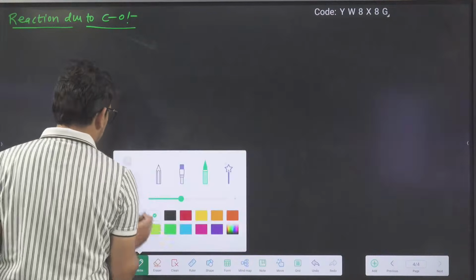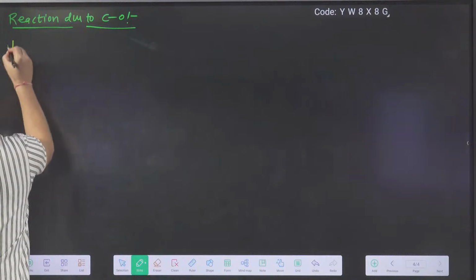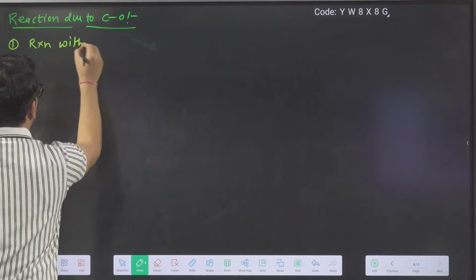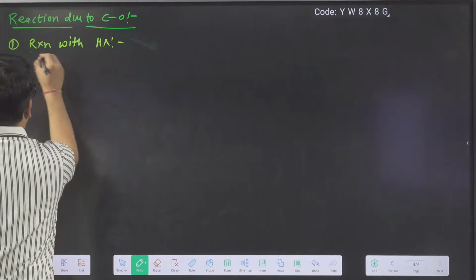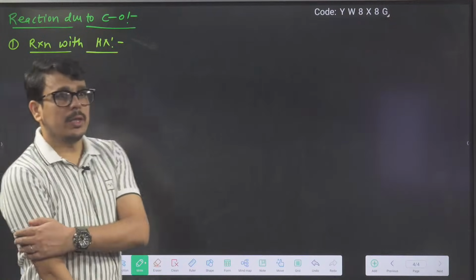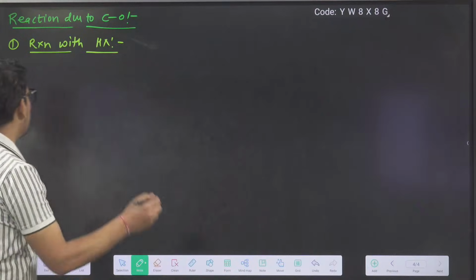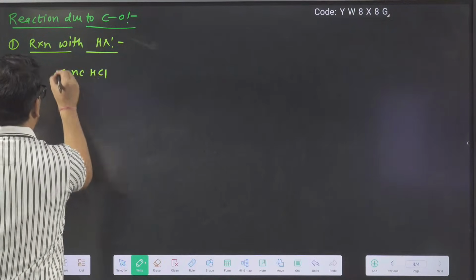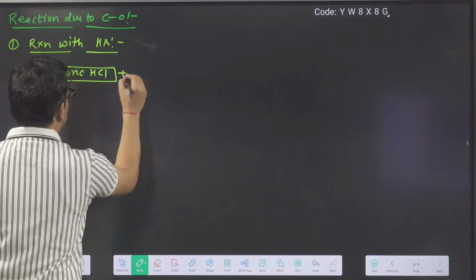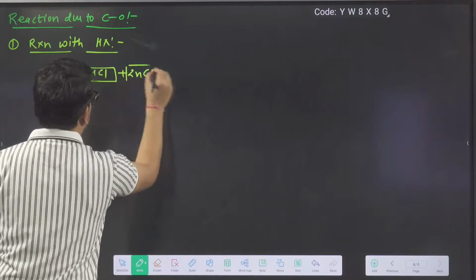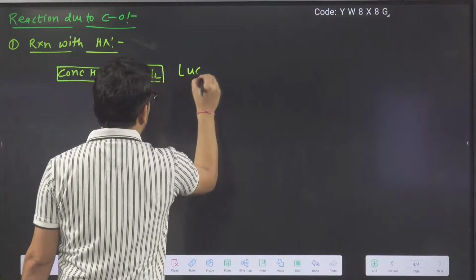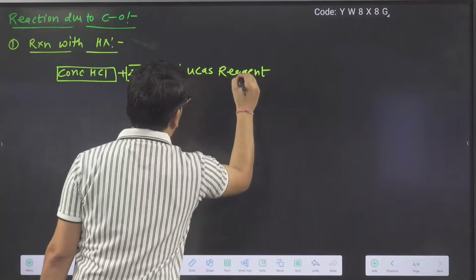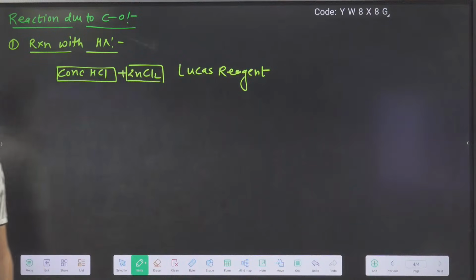Here first is reaction with HX. And specifically here we will discuss concentrated HCl, concentrated HCl mixed with ZnCl2, which is named as Lucas reagent. This reaction we even discussed in haloalkanes also.